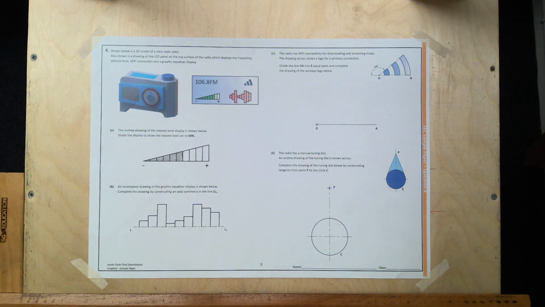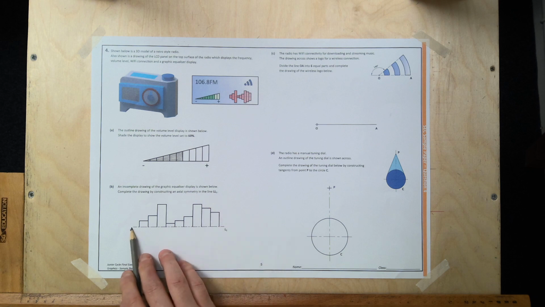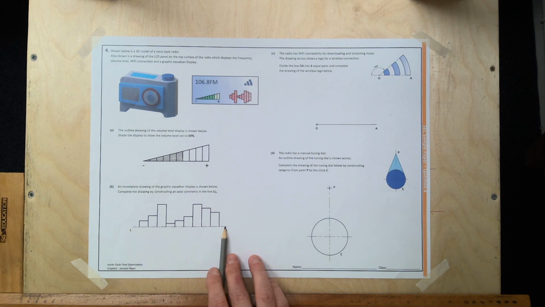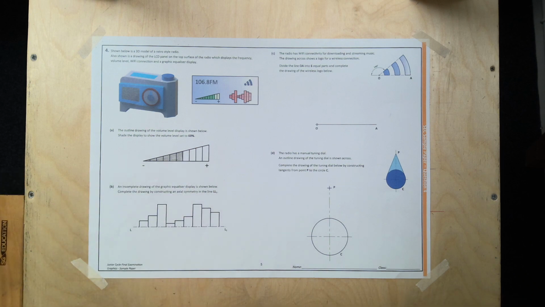Job done. Alright. Now, an incomplete drawing of the graphic equalizer display is shown below. Complete the drawing by constructing an axial symmetry on the line LL. So there's your axis. This literally flips below, like mirrored over onto the other side.